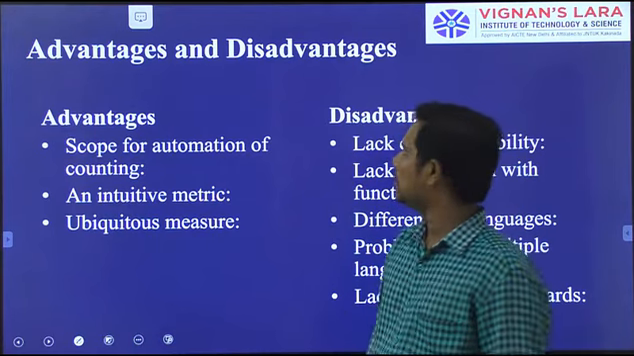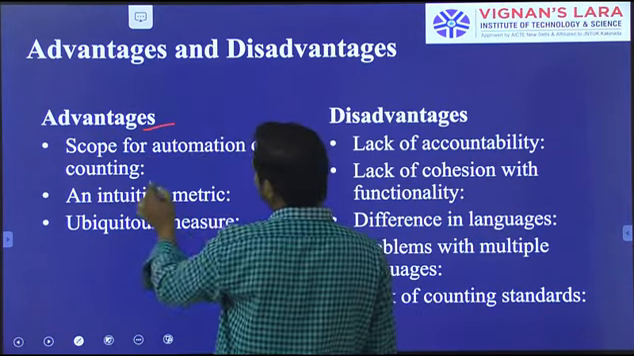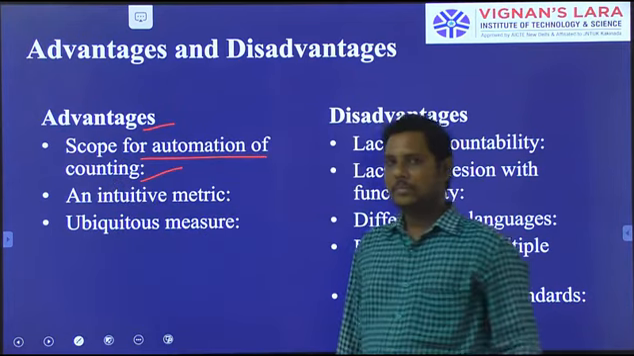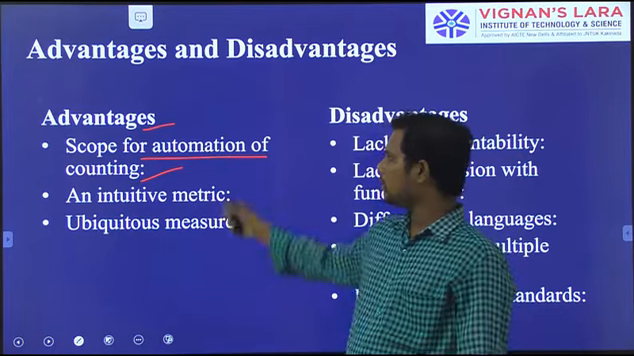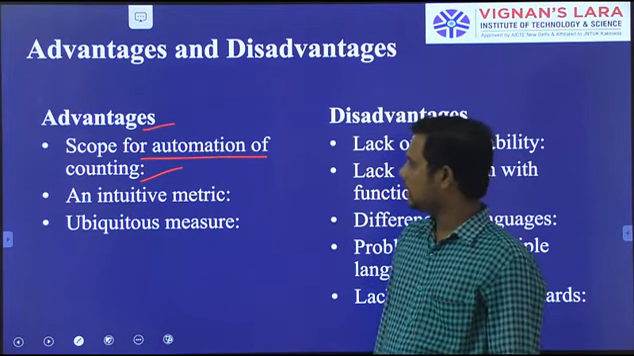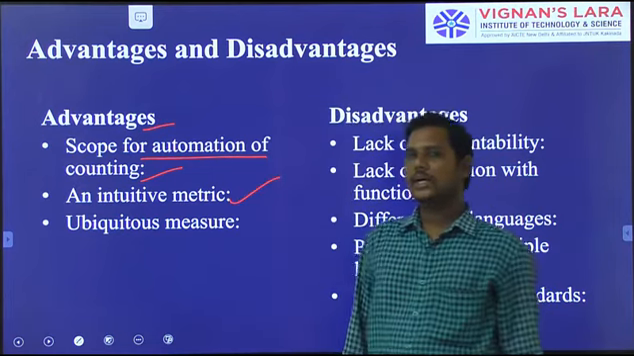Now, advantages and disadvantages. The advantages of using LOC: there is scope for automation of the counting. Based on the source code, we can count automatically. Another advantage is that it is an intuitive metric. So it is a very important metric that is easy to calculate.